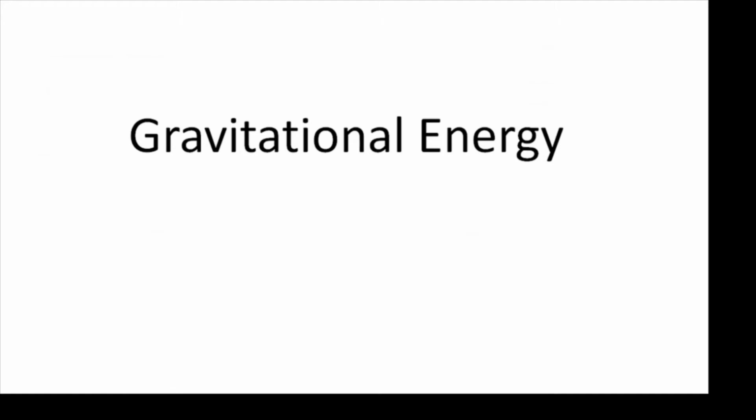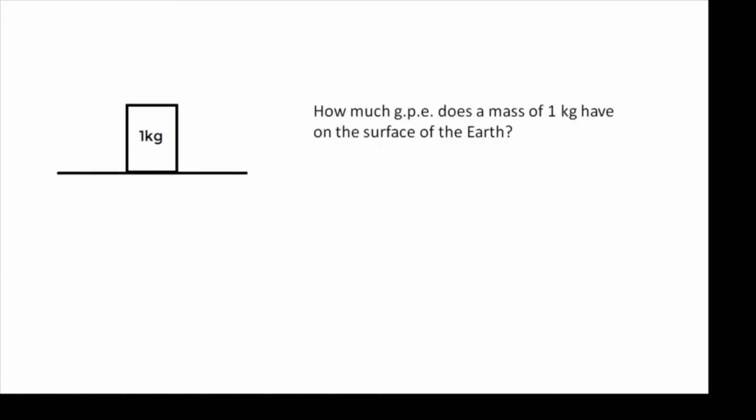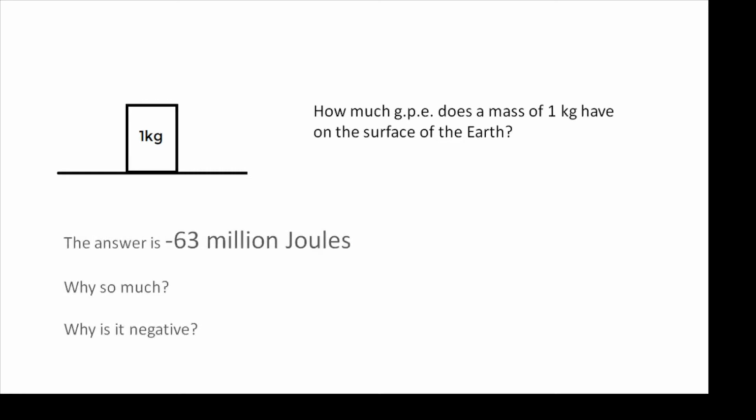This is my third video about gravitation, and it's about gravitational energy, which I know a lot of students find tricky. It takes a while to get your head around this. Gravitational energy. Now, how much GPE does a 1 kilogram mass have on the surface of the Earth? Before this, you might be thinking 0, but the answer is actually minus 63 million joules. A kilogram mass on the surface of the Earth has minus 63 million joules of gravitational potential energy. Why is it so much, and why is it negative?